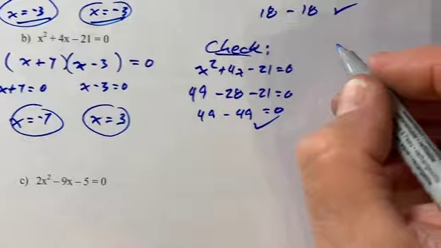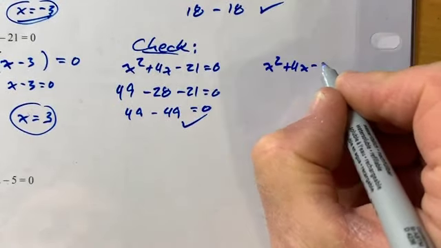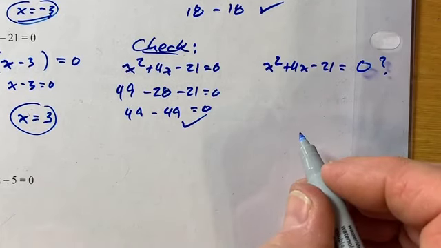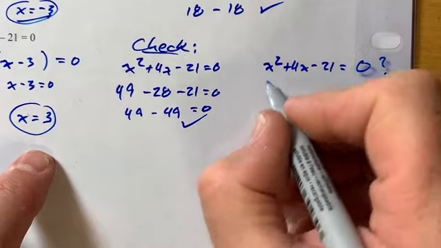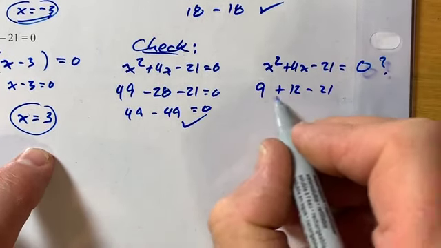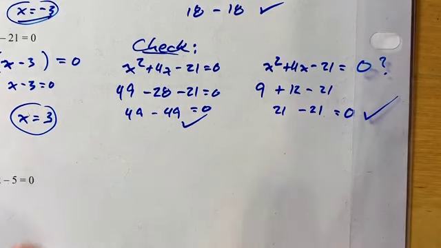Okay, and let's do the other one. X squared plus 4x minus 21 equal to 0. Is it? Well, I don't know. Let's find out. I'm going to take positive 3 and plug it in. So 9 plus 12 minus 21. 9 plus 12 is 21, minus 21 equal to 0. Yes, it is.